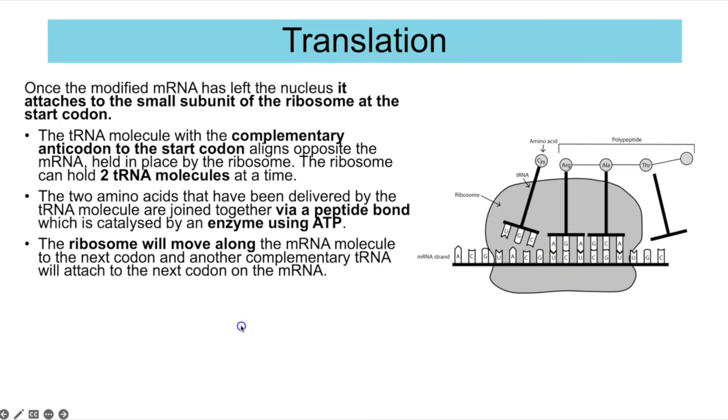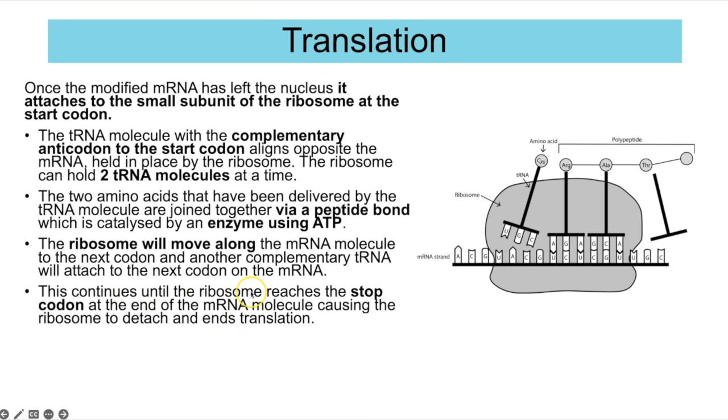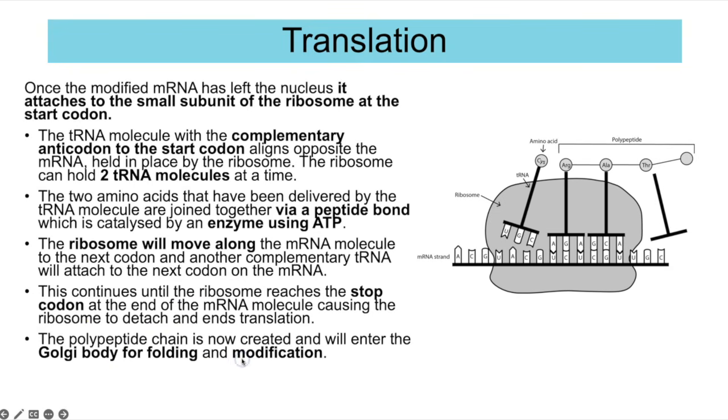So the next tRNA molecule can then align opposite its complementary codon, bringing a specific amino acid. And this process continues until the ribosome reaches the stop codon at the end of the mRNA molecule, and that is what causes the ribosome to detach and therefore ends translation. That then results in your finished polypeptide chain, which can then enter the Golgi body for further folding or modification, such as maybe adding a carbohydrate to it.